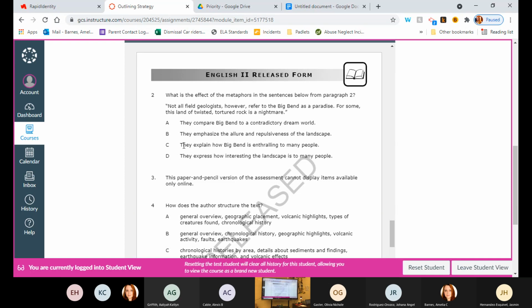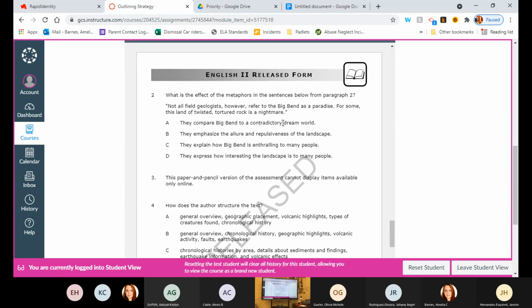Just to be sure, C, they explain how Big Bend is enthralling to many people. Enthralling means what? Interesting, right? Okay, so does nightmare fit at all with the idea of something being interesting? No. So C is the one we're automatically going to take out. C is out. D, they express how interesting the landscape is to many people. Does that seem to fit this sentence? No. So we're going to take C and D out. So we've narrowed it down to A and B.